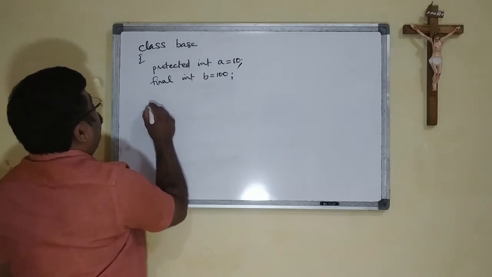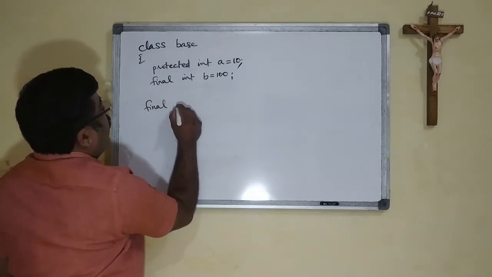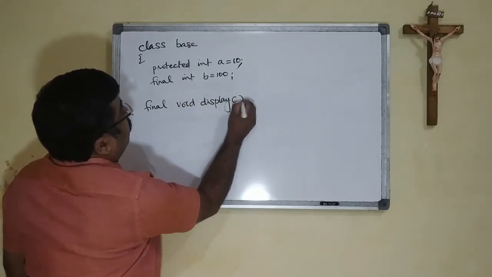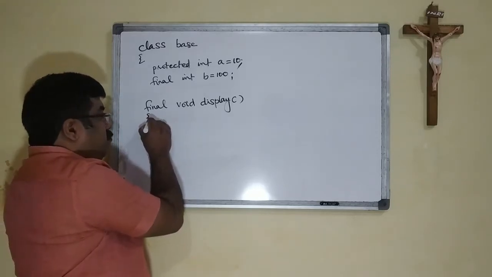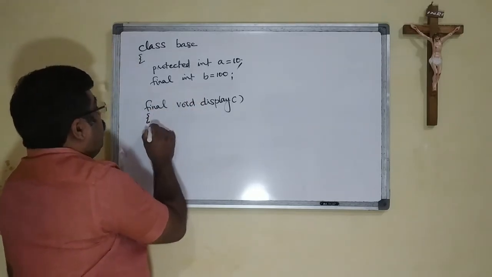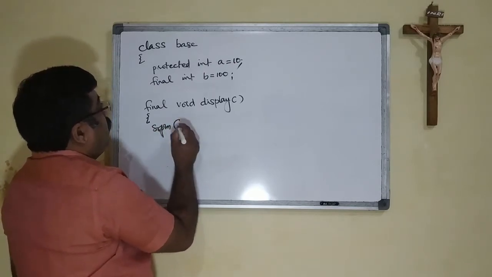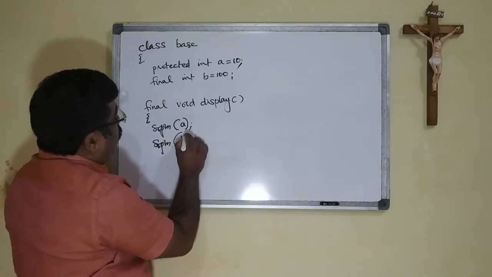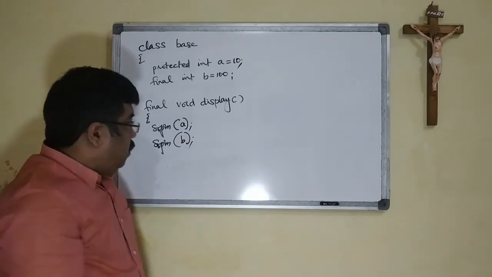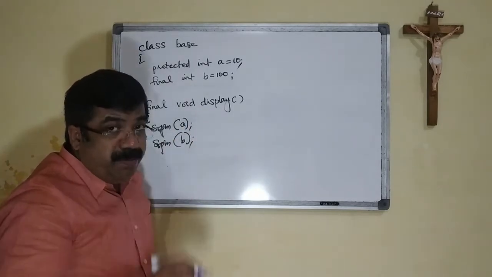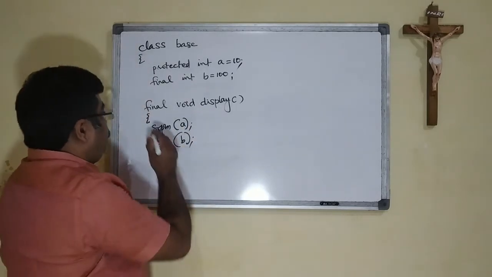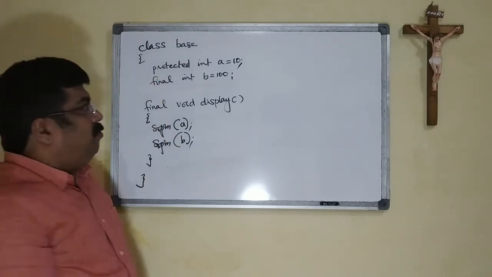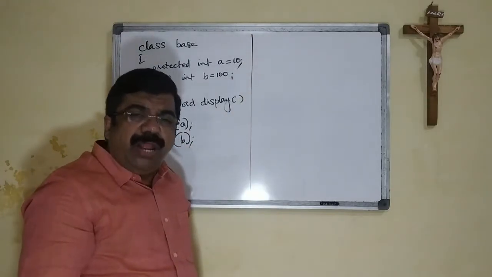We have the function final void display. Here I am just displaying the variables, SOPLN A and SOPLN B. And if I modify the B, definitely there will be an error, so I am not modifying it. We have the base class completed. Just look at the derived class.